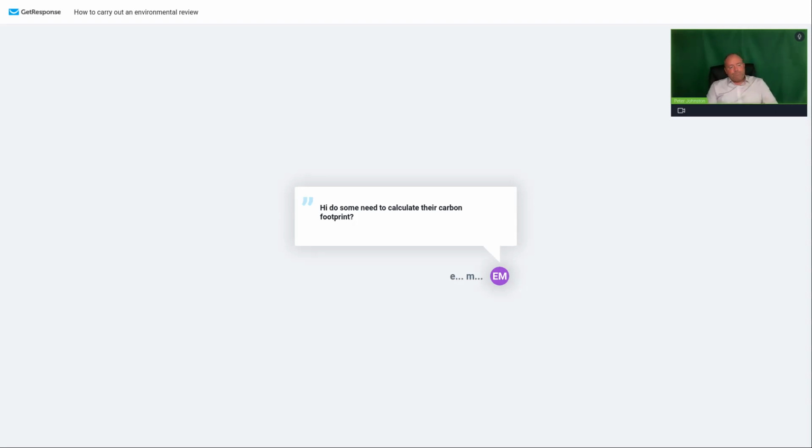But I am a fan of calculating it and using it as a really good monitoring and measuring tool. You are then able to put some really good objectives and targets in place to be able to reduce it.